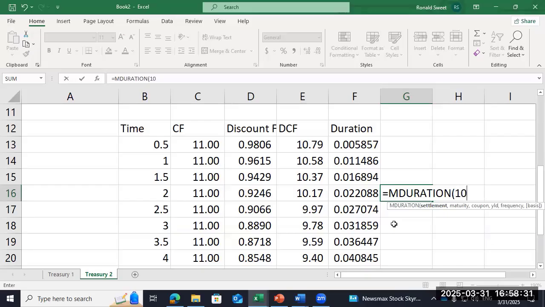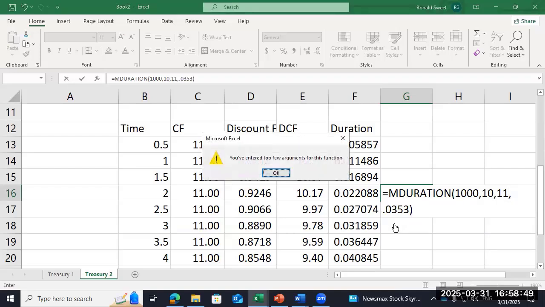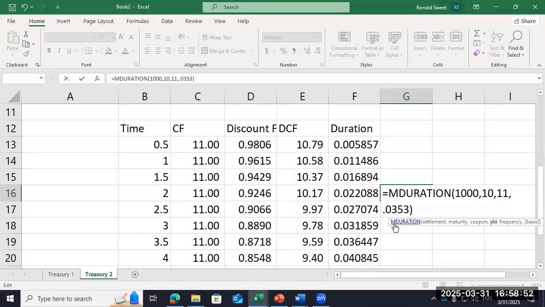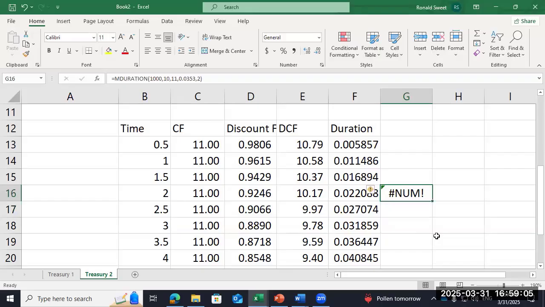Settlement, I don't know what that means. I'll say $1,000. Maturity, I guess that means 5 years. Coupon, maybe it's 10 periods. Coupon is $11. The yield is 0.0353. Frequency. Oh, semi-annual. All right, Bill Gates is not as bad as I thought he was. Maybe there's something there. And it gives me a bad result, so I don't know what you're supposed to plug in there. This is the first time in my life I've ever seen this. So it's supposedly there. Someone figured that out for us and gives us a modified duration. That would be pretty cool.